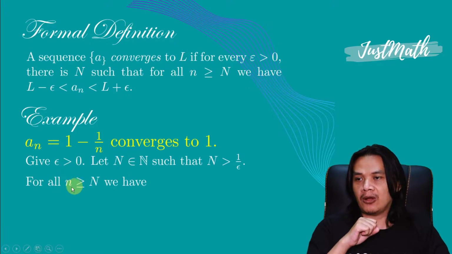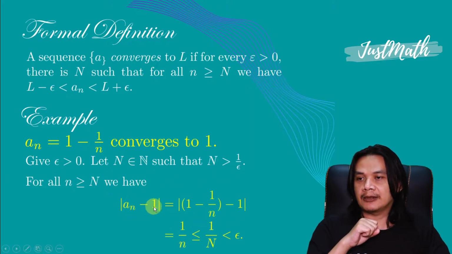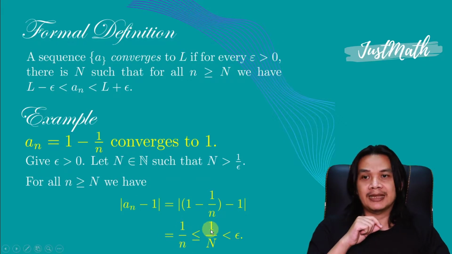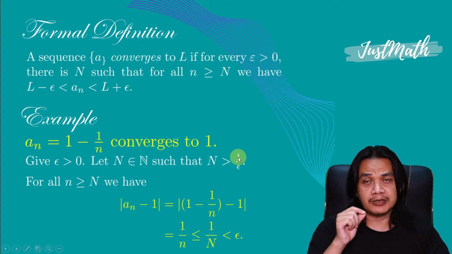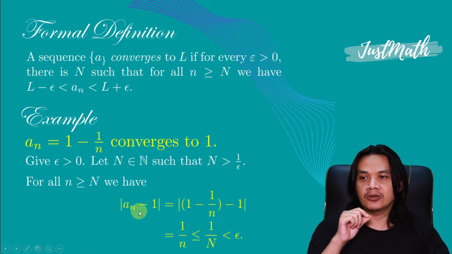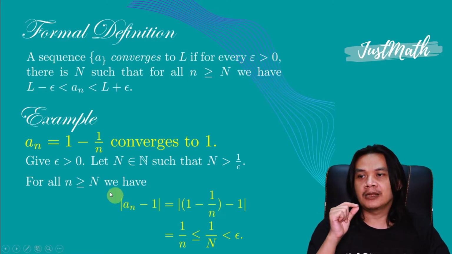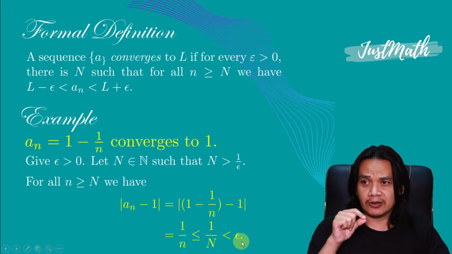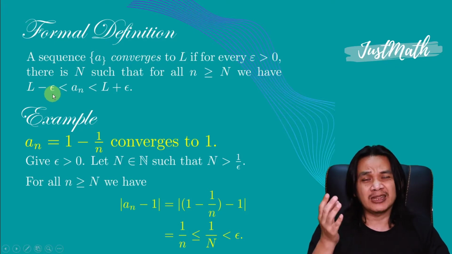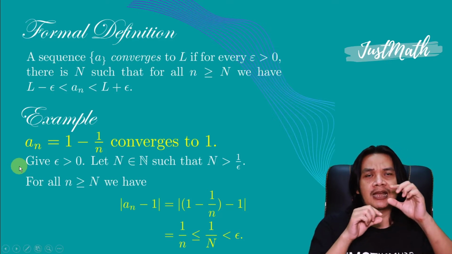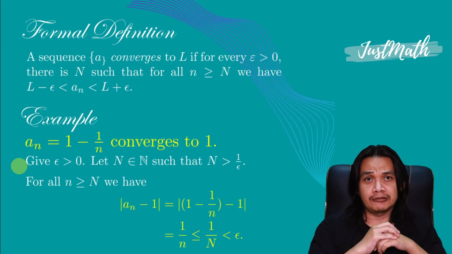Now if we look at all positive integers n greater or equal to this capital N, we have that the difference between a sub n and 1, where a sub n is 1 minus 1 over n, is exactly 1 over n. Since n is greater or equal to capital N, 1 over small n is less or equal to 1 over capital N. But then, since capital N is greater than 1 over epsilon, 1 over n is smaller than epsilon. So this says that the difference between the terms of the sequence and 1 is less than epsilon, which is the same thing as saying that a sub n is between 1 minus epsilon and 1 plus epsilon. Or in terms of the strip, all the terms of the sequence are inside the strip of width plus minus epsilon, right?